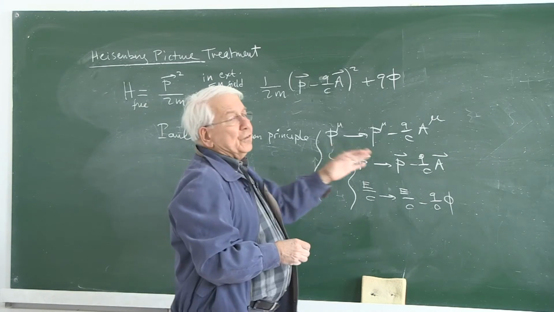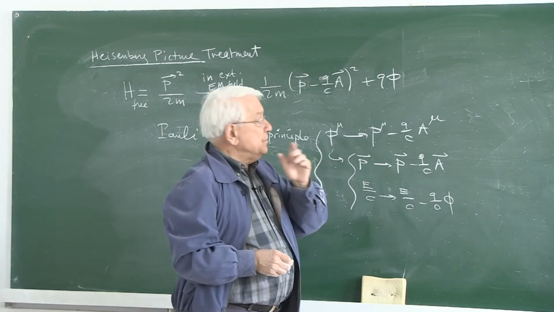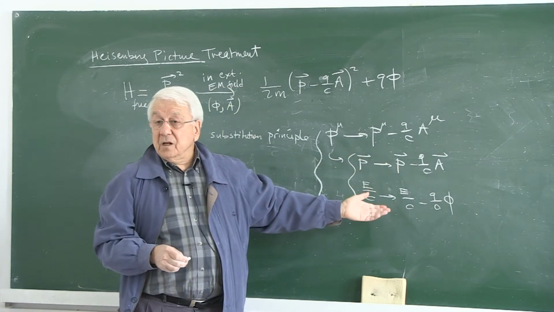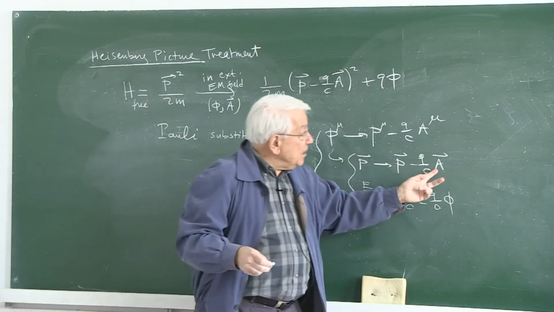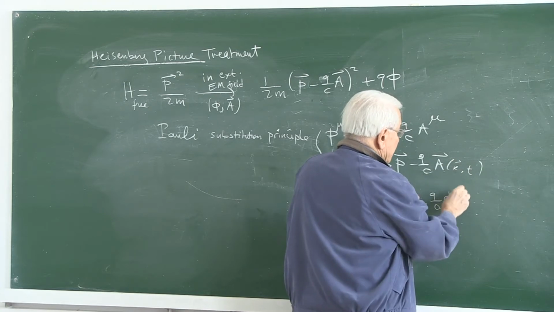So that's Pauli's substitution principle. If you want, this is classical, all these things are c-numbers; or it's quantum mechanical using the correspondence principle, and these are operators. A itself is classical, but there is an A(x,t), and these are the operators, right?